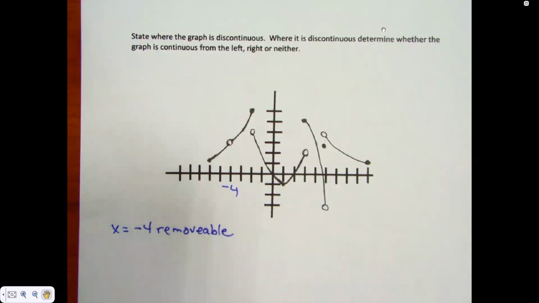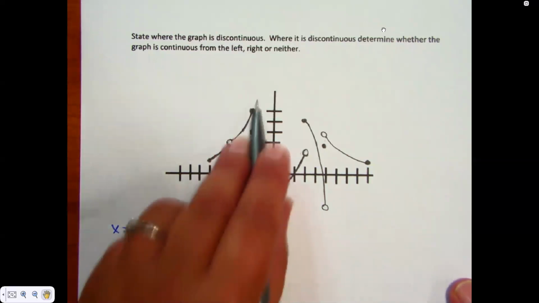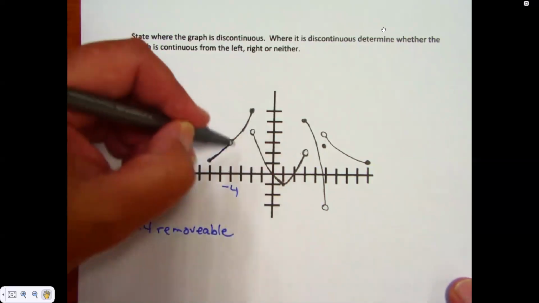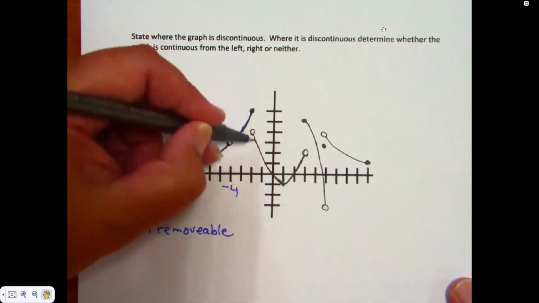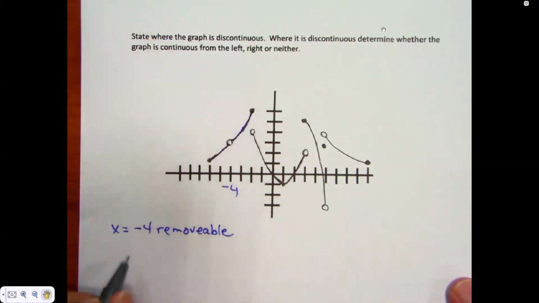Perfect, perfect. Yes, for sure at -2, right? There's a jump, so you just trace. Every time you pick up your pencil, you have to stop and say where you're at. I pick up my pencil here, and I am at -2. X equals -2, and that is, I think you said it, right? That is a jump.